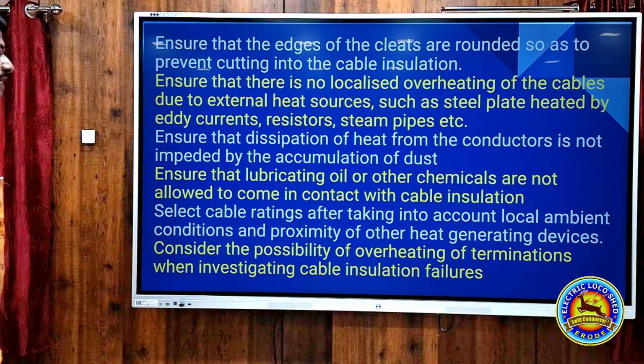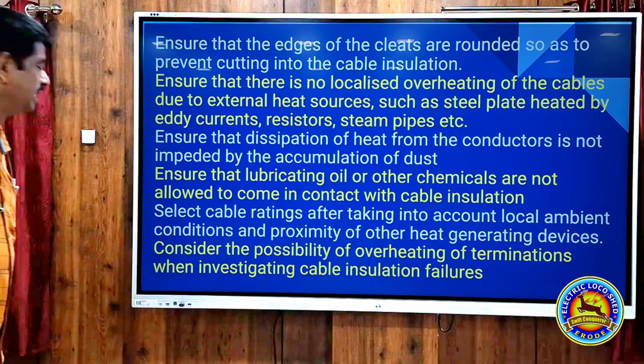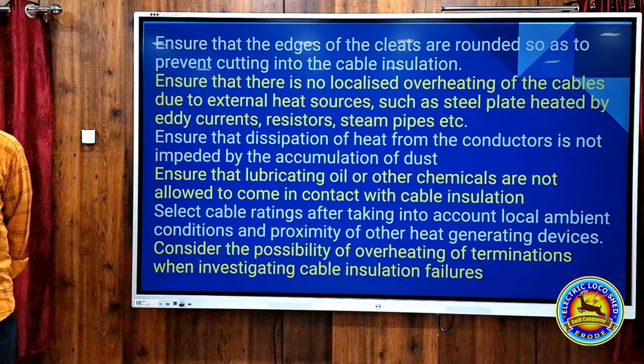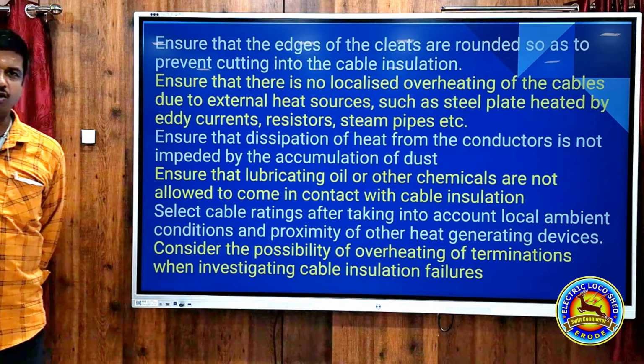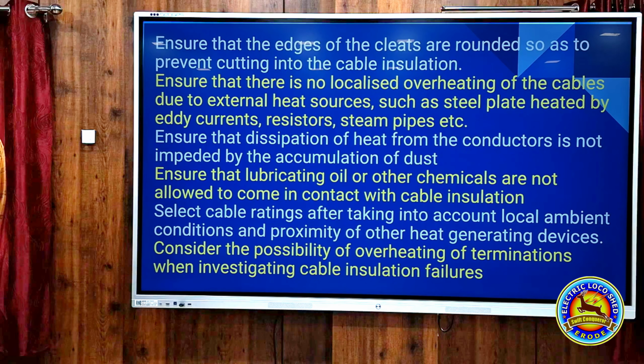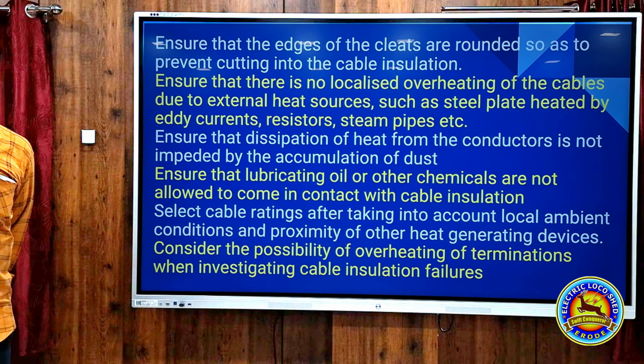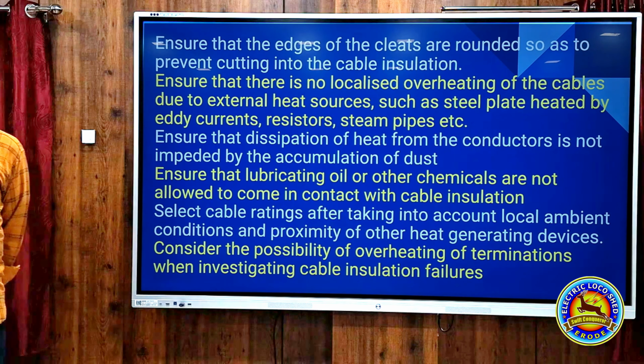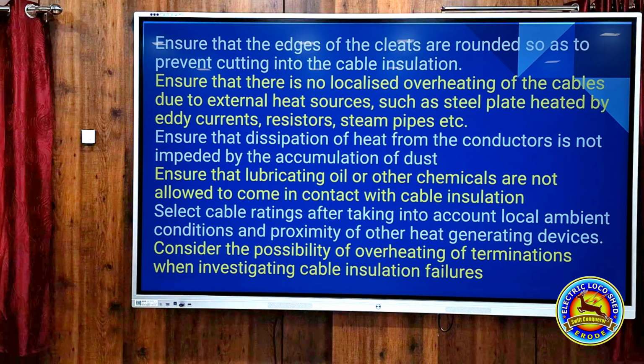Select cable ratings after taking into account the local ambient conditions and the proximity of other heat generating devices. Normally, for cabling in a locomotive, all the cable dimensions and its rating is given by RDSO, and CLW has issued the necessary cable index and circuit for use in the locomotive. So we have to use the standard cable rating as prescribed in the circuit or index only. We should not reduce the cable rating which is mentioned in the drawing or the circuit. We have to use the standard only.